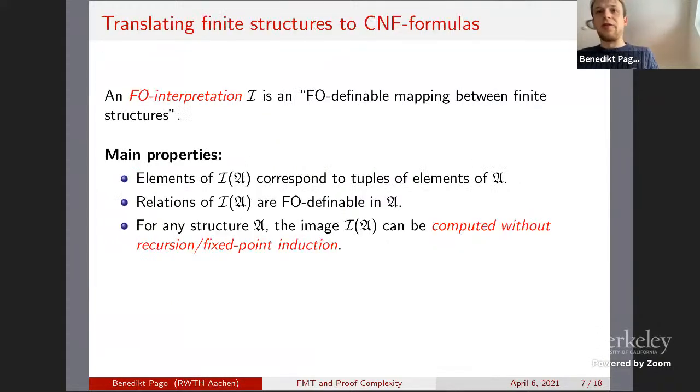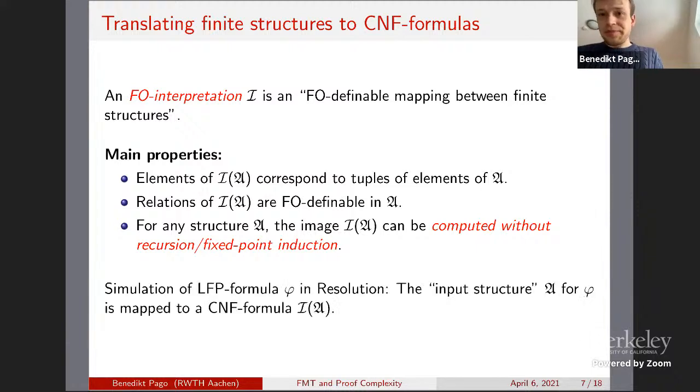To make this more formal, the way we translate arbitrary finite structures to CNF formulas is via so-called first order interpretations. If you don't know what this is, it suffices to think of it as a first order definable mapping between finite structures. That means the elements of the image structure correspond to tuples of elements of the original structure, and the relations in the image structure are first order definable in the original structure. Most importantly, computing this reduction given by such an interpretation does not require any computational overhead. You don't need recursion or fixed point induction to compute this. That's why this is the natural choice of reduction here, because we really want this fixed point iteration to be simulated by resolution and not by the reduction that is in between these two worlds.